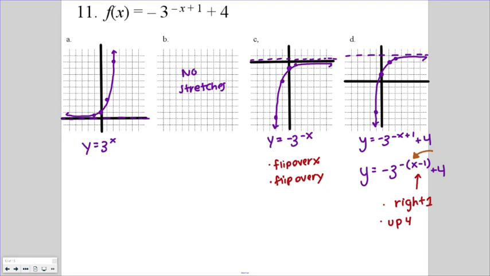And then also our asymptote must shift with the movement up. So we've got that vertical shift up, which means we push our asymptote up 4 as well. And we just want to make sure we graph that asymptote and then don't cross it.